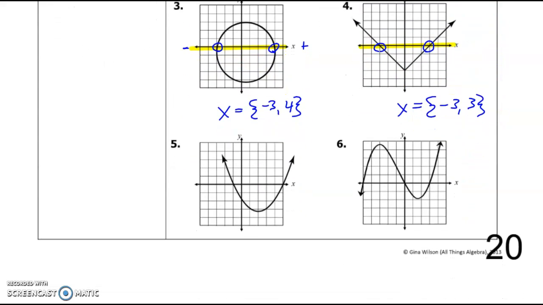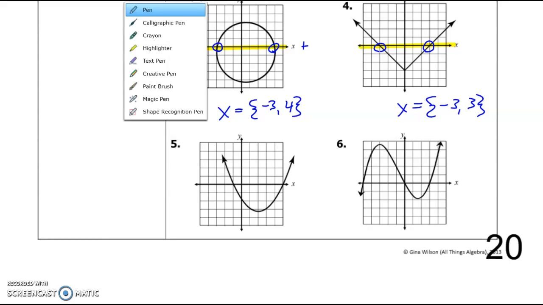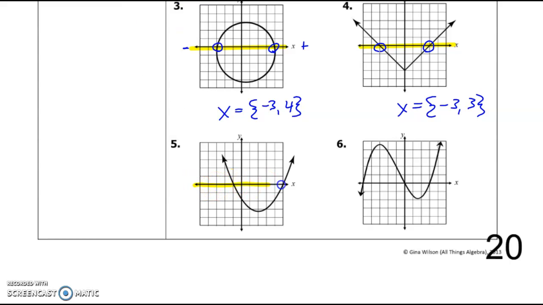All right, 5 and 6. 5 we'll do the same way we've been doing it, and 6 is just a tiny bit different. So feel free to pause and try those if you want. So 5 would be -1 and 5.